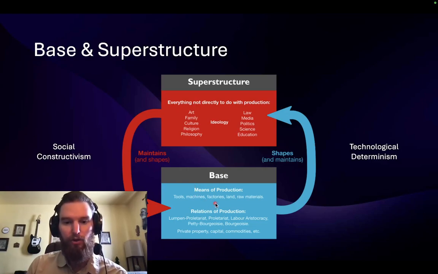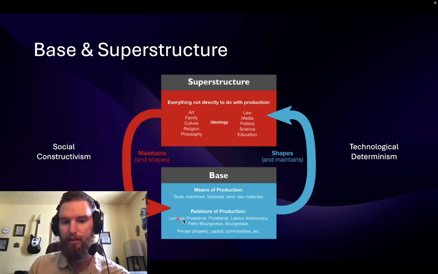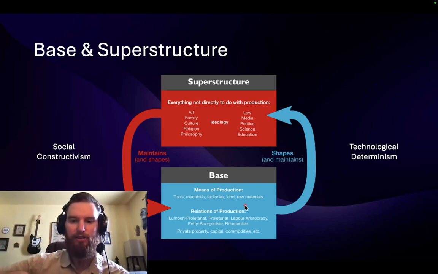And then also the relations of production, right? So what is the relationship between those who are working and those who maybe own the land and things like that, right? So these are some of the different relations of production, as well as private property, capital, commodities, etc. So what he's interested in is thinking about the base of a society. What are the means of production of a society, okay?